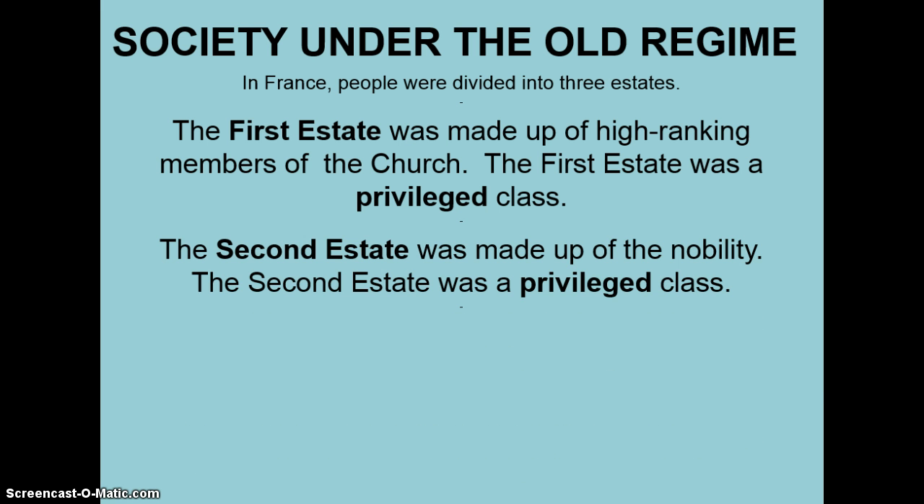The Second Estate, the formal class within French society, was made up of the nobility or the aristocracy. And the Second Estate was also a privileged class, paid no taxes, and their interests were represented quite clearly by the French government.